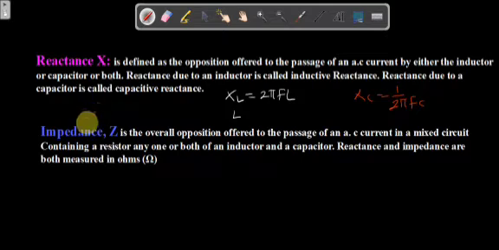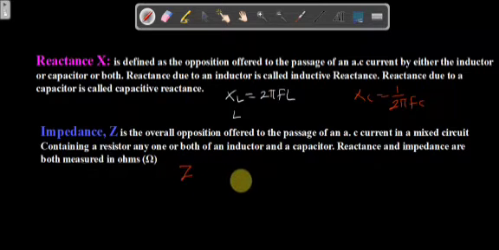Okay, so the impedance Z is the overall opposition offered to the passage of an AC current in a mixed circuit containing a resistor and any one or both of an inductor and a capacitor. Reactance and impedance are both measured in ohms. Because they are opposition, they are resistance, so they are measured in ohms.